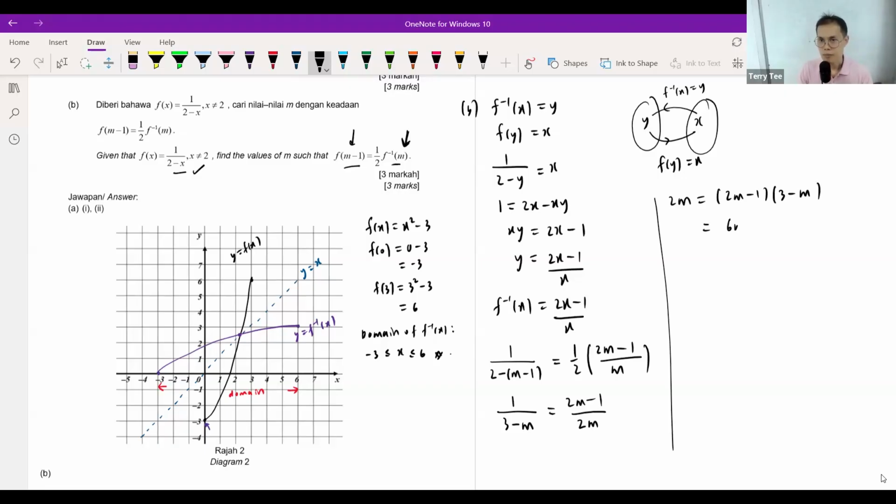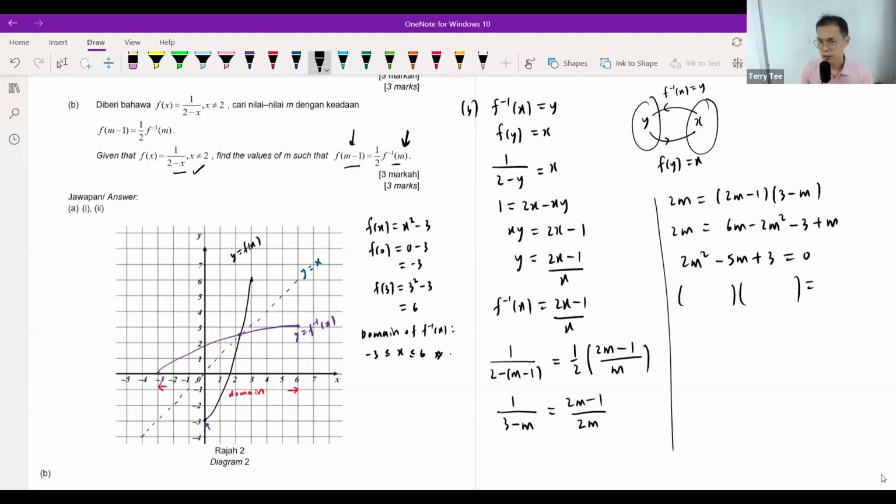Expand the bracket, 6m minus 2m squared minus 3 plus m. Just expand one by one. Bring everything to the left-hand side, right? This is 5m. If I bring over with 6, I hope nothing is wrong. 7. This is 7. Okay, you can use one more step. This is 7 here on the left. 7m, bring over. 2 minus 7 becomes negative 5. 3 is negative. Bring to the left becomes positive.